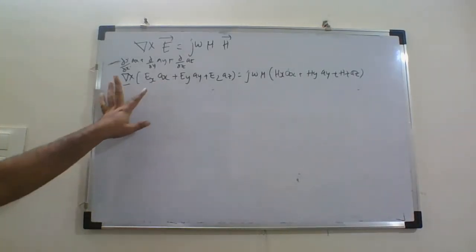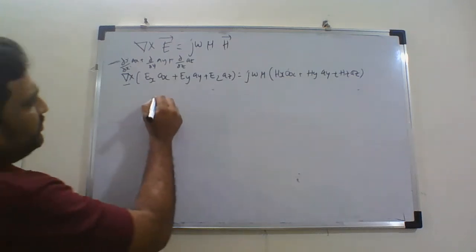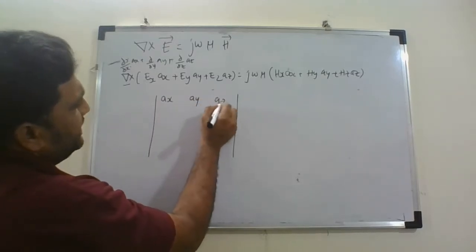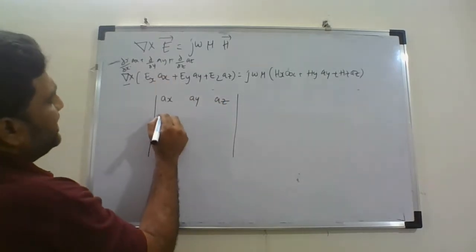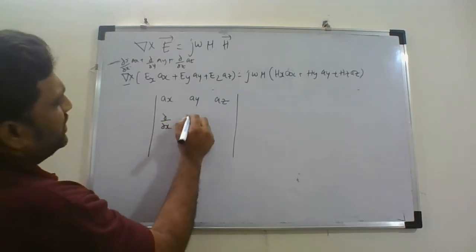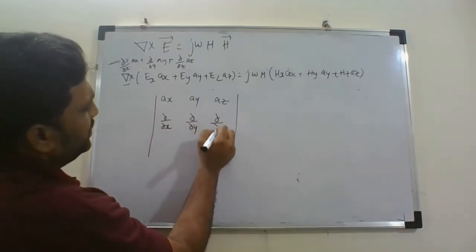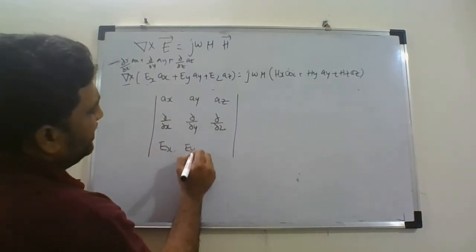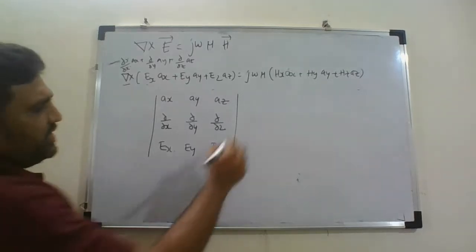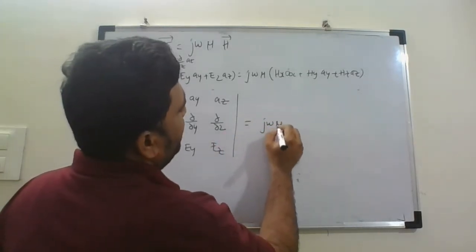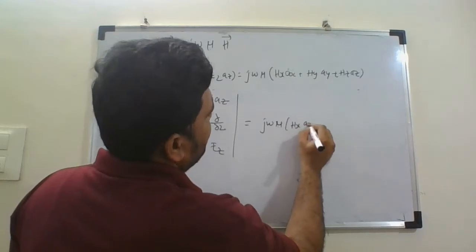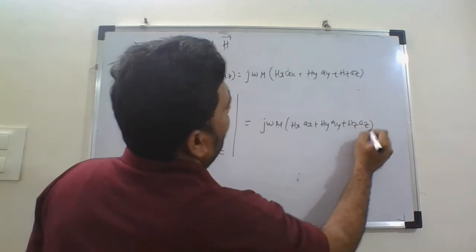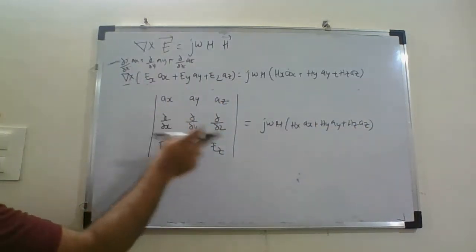So we have to take a cross product of these two, which can be given as the determinant with ax, ay, az in the first row, then the dou terms, dou by dou x, dou by dou y, and dou by dou z, and then the next terms Ex, Ey, and Ez, is equal to j omega mu into Hx ax plus Hy ay plus Hz az. Now let us take the cross product of this.